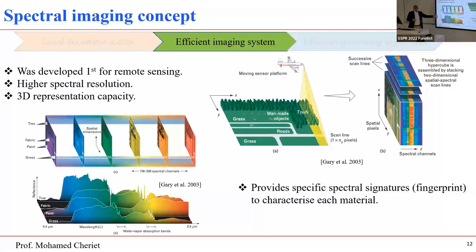Can we use these remote sensing techniques and knowledge for documents? Yes, of course, we can have exactly the same thing. It's a matter of resolution only. Instead of talking about micrometers, you can talk about nanometers for the images. And here you can have good information for images under the scan of a multispectral imaging system.